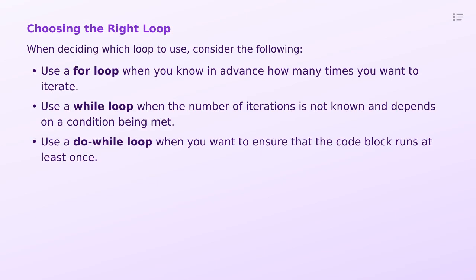Now, choosing the right loop. When deciding which loop to use, consider the following. First, use a for loop when you know in advance how many times you want to iterate. Next, use a while loop when the number of iterations isn't known and depends on a condition being met. Also, use a do-while loop when you want to ensure that the code block runs at least once.